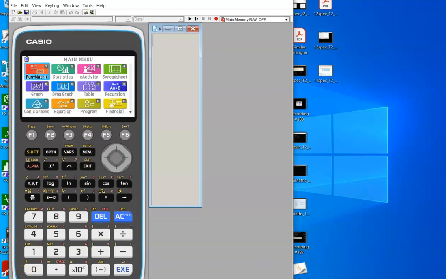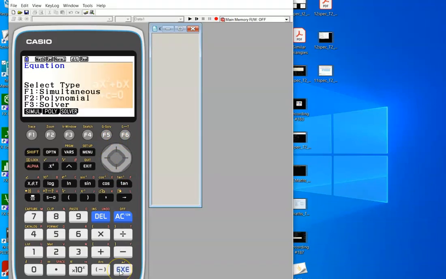Go to main menu. We have played with the run, the normal one. We looked at the graphing one. We'll do that a little bit more, but look at this one, equation. So let's go down there. Now this one I will use my arrow keys to go in. I press enter. And what do you read on your screen? Equation, select type: simultaneous, polynomial. So simultaneous.